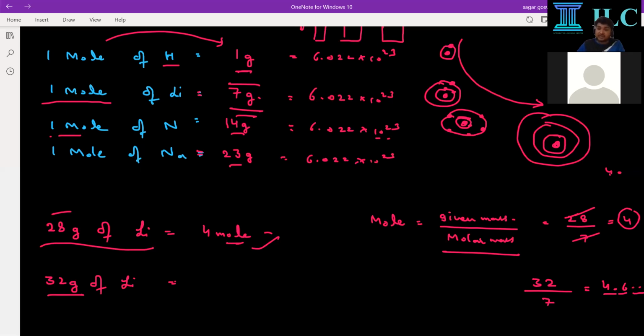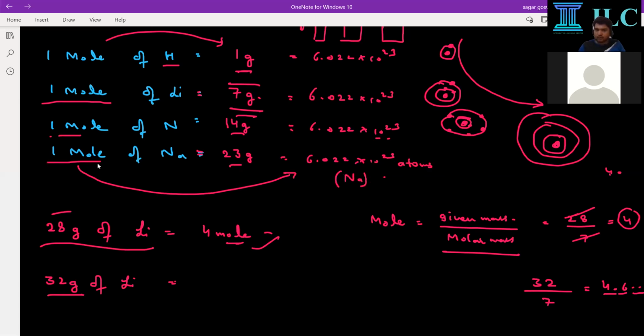And if I have asked you how many atoms are there, then you know it. 1 mole contains 6.022 into 10 to the power 23 atoms, right? Which is known as Na.